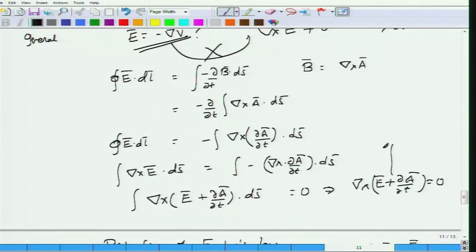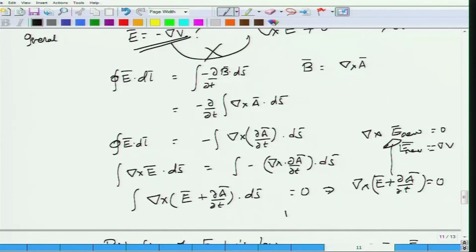Now I seem to have obtained a new type of electric field. This new electric field actually is the old electric field plus the time variation or the rate of change of the magnetic vector potential itself. So for this new field, curl of E new is equal to 0, which means that E new can be expressed in terms of the gradient of a scalar potential.